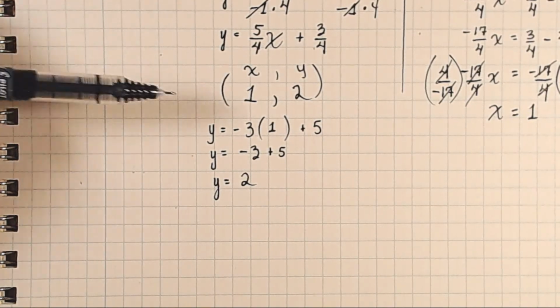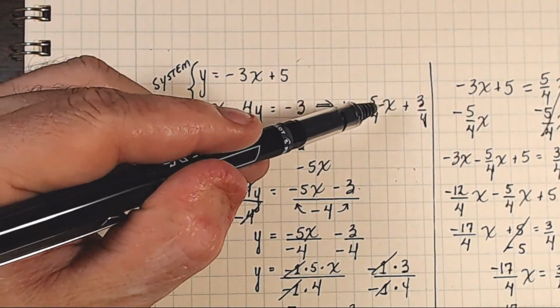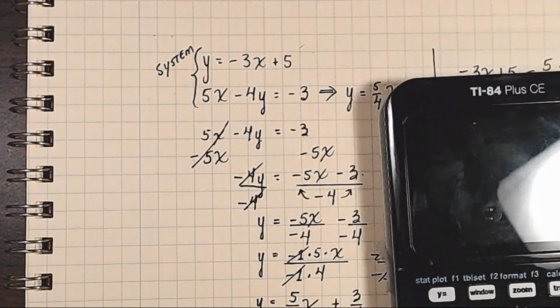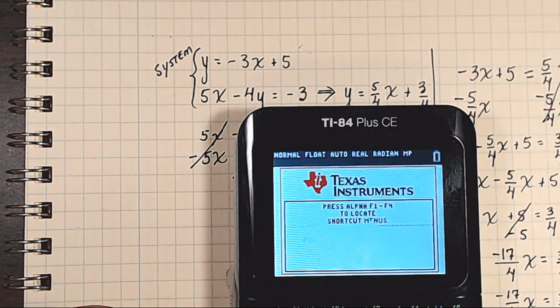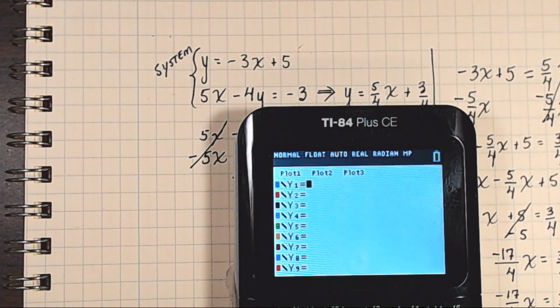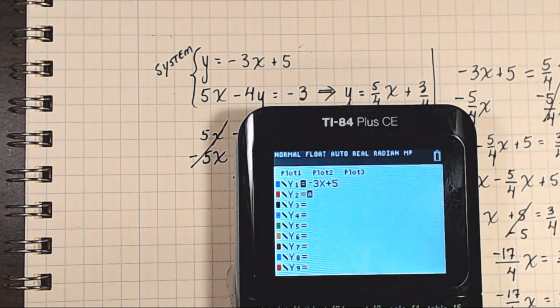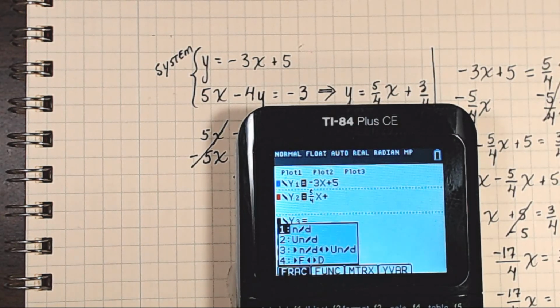So just so we understand what this is, we have two equations here: y equals negative 3x plus 5, and y equals 5/4 x plus 3/4. If I were to graph those using a graphing calculator, they are going to cross at 1, comma, 2. To finish this off, we will do exactly that. We will graph negative 3x plus 5, and we will graph 5/4 x plus 3/4.